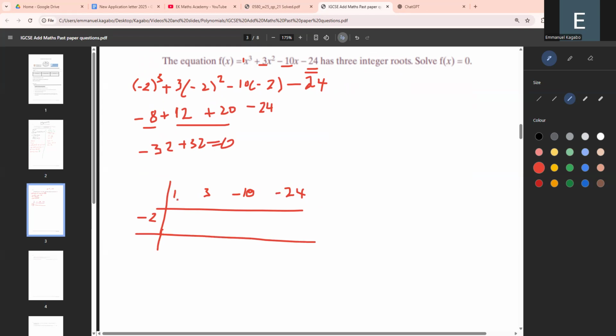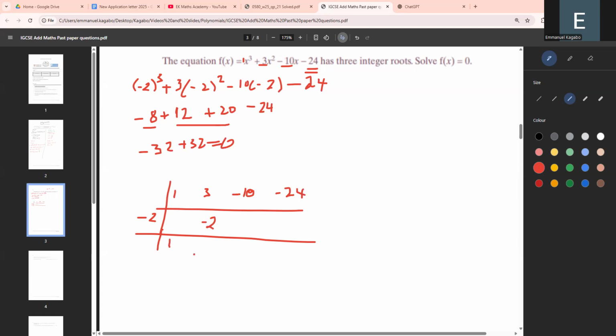Okay? Now, this is synthetic division. Let me repeat one more time. Maybe it's your first time seeing synthetic division. You write the coefficients of your polynomial. Here it's 1, 3, negative 10, and negative 24. Those are the numbers you are seeing here. So now, bring 1 down. I write 1 here. Times negative 2 gives me negative 2 here.